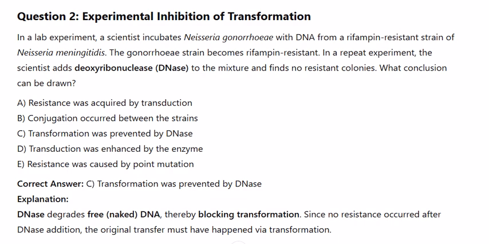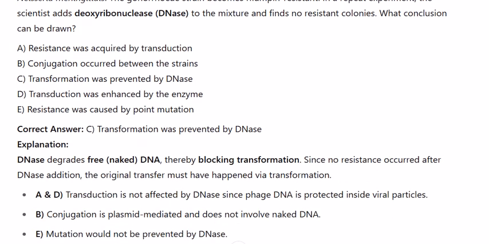Explanation. DNase degrades free, naked DNA, thereby blocking transformation. Since no resistance occurred after DNase addition, the original transfer must have happened via transformation. A and D, transduction is not affected by DNase since phage DNA is protected inside viral particles. B, conjugation is plasmid-mediated and does not involve naked DNA. E, mutation would not be prevented by DNase.